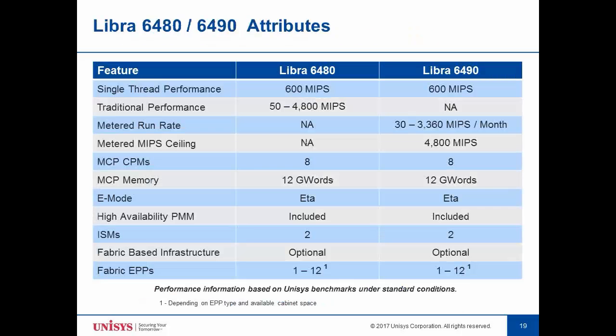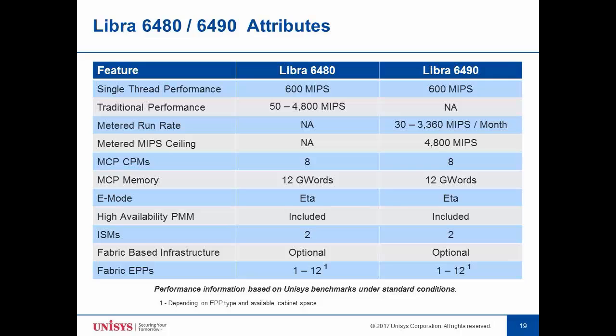This chart shows the performance characteristics. Again, the 600 MIPS single thread performance for the 6400. For a 6480, we support a traditional performance anywhere from 50 all the way up to 4800 MIPS. For a metered environment, you can contract with us for up to 3360 MIPS per month. And in a metered environment, the 6400 maintains a 4800 MIP ceiling.